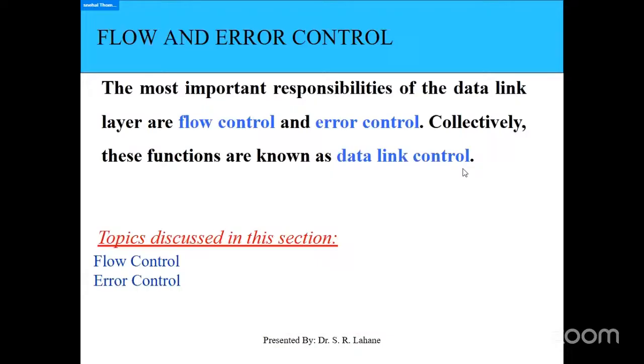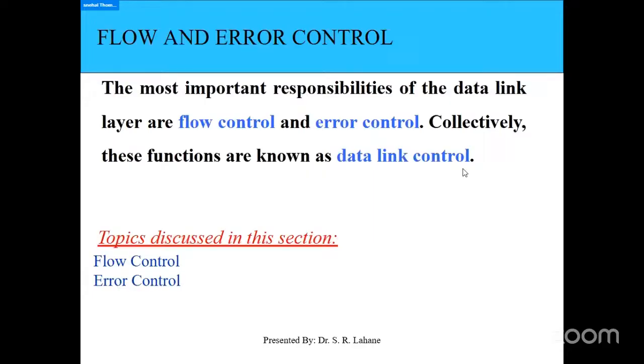The most important responsibilities of the data link layer are flow control and error control. Collectively, these functions are known as data link control. The data link layer is divided into 2 sub-layers. One is the LLC, logical link control, and the second is the MAC, medium access control. So we have to give a brief description to our students about the data link layer being divided into 2 sub-layers, the MAC layer and the LLC layer.